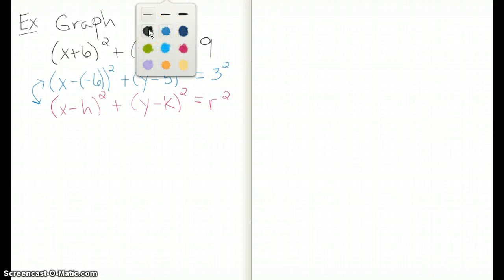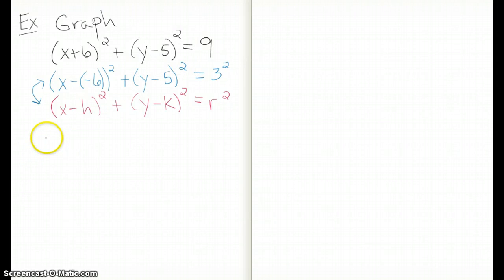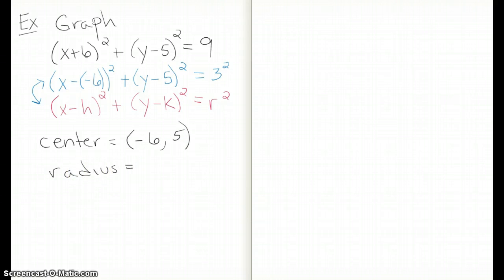So let's go ahead and write out what we in fact do have. So we know that for our circle, the center is what? Again, remember we go here and we see that h has to be negative 6 and k has to be 5. And our radius is 3.